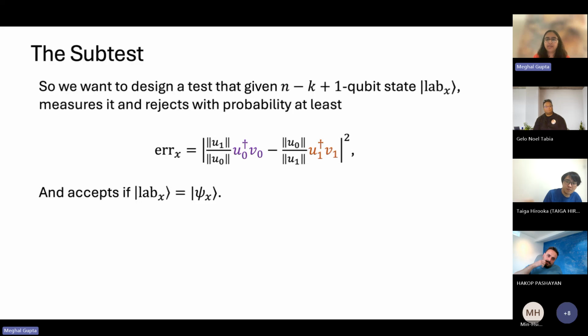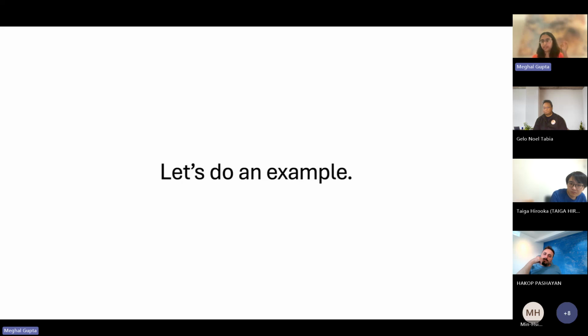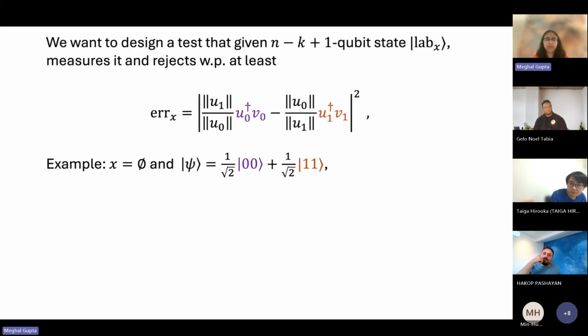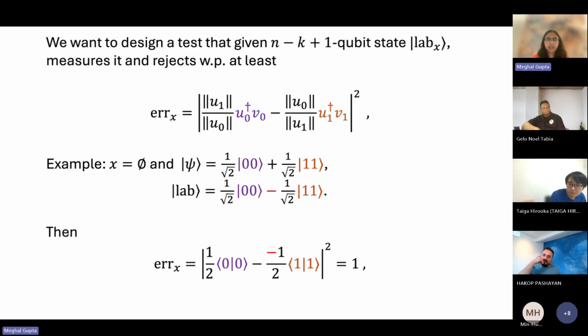So we want to design a subtest that, given the n minus k plus 1 qubit state lab x, measures it and rejects with probability at least error of x, and accepts if lab x is equal to psi x, because you don't just want to design a test that always fails. For intuition, let's do an example. Let x be the empty string, and psi be the 0,0 plus 1,1 state. We want to differentiate this from the case where lab is 0,0 minus 1,1. In this case, if we evaluate our error of x, we get 1, which means a good subtest would have to differentiate these cases with probability 1. So how do we detect this minus sign error?